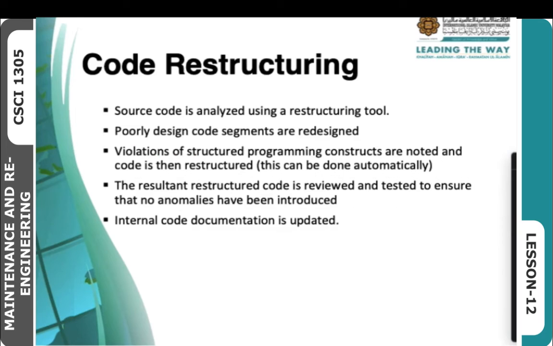Code restructuring. What is code restructuring? Source code is analyzed using restructuring tools. Poorly designed code segments are redesigned. Violations of structured program constructs are noted, and the code is then restructured. The results of the restructured code are reviewed and tested to ensure that no anomalies have been introduced. Internal code documentation is updated.